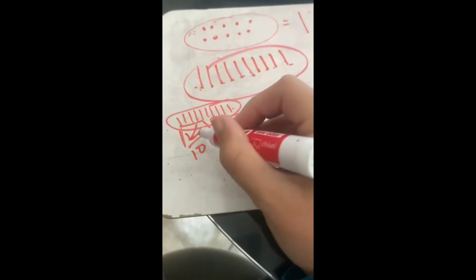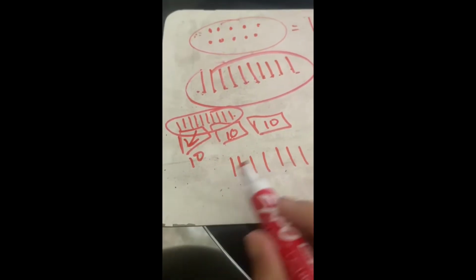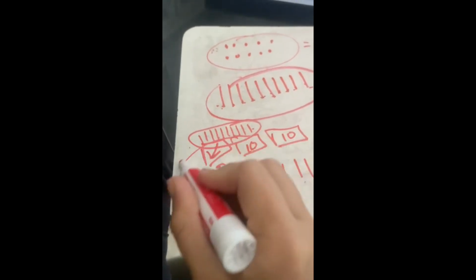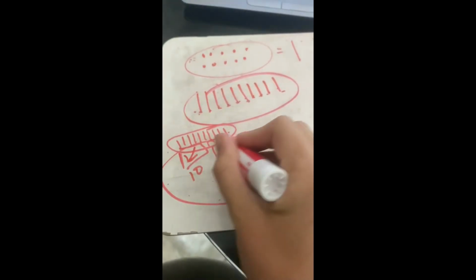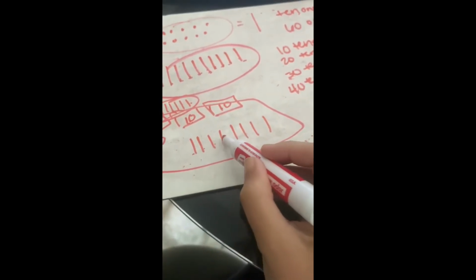That means if this is the same as that, 10 tens are in here, 10 tens are in here. So how many tens are in 308 tens? 10, 20, 30, 31, 32, 33, 34, 35, 36, 37, 38. 38 tens are the same as 308 tens.